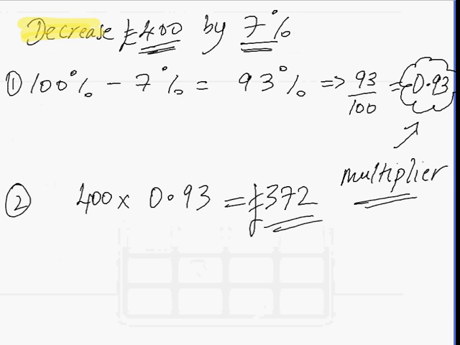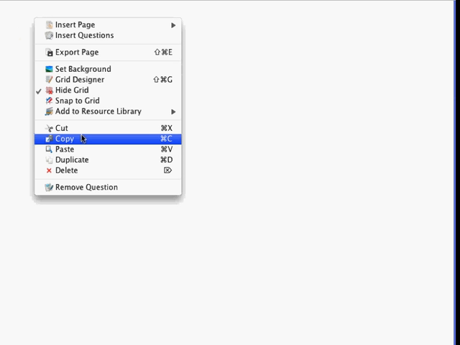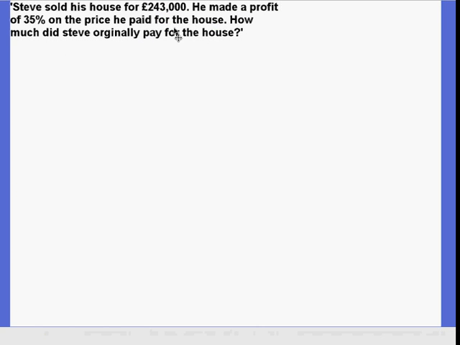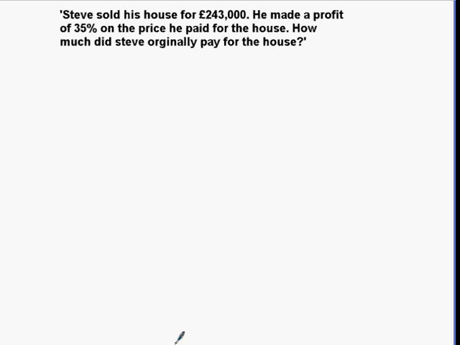All right, let's move on to a new page. All right, paste that. There. Okay, so. All right, so Steve sold his house for £243,000. He made a profit of £35,000 on the price he paid for the house. How much did Steve originally pay for the house? Now here, before you get started with any questions like that, I want you to underline the keywords. So the keyword here is that he sold his house for £243,000. And that basically is the new price.